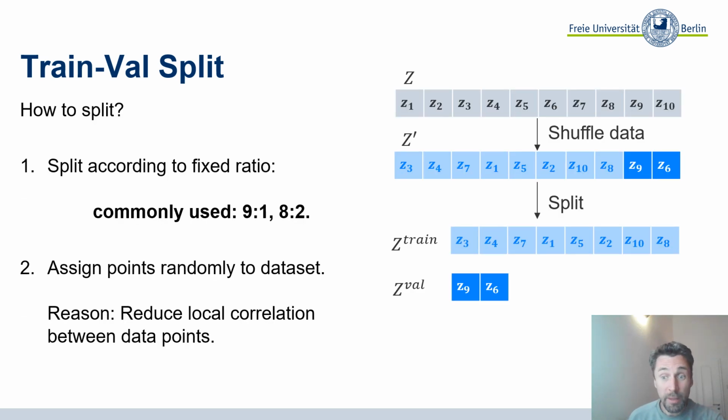So how do we implement this split? Well, first of all, we decide on a fixed ratio. So for example, 10% or 20% are going to be our validation portion. Yeah. So we take our data, we randomize the order, and then we take a fixed window, maybe at the end, maybe at the beginning, and then we take this data as our validation set.